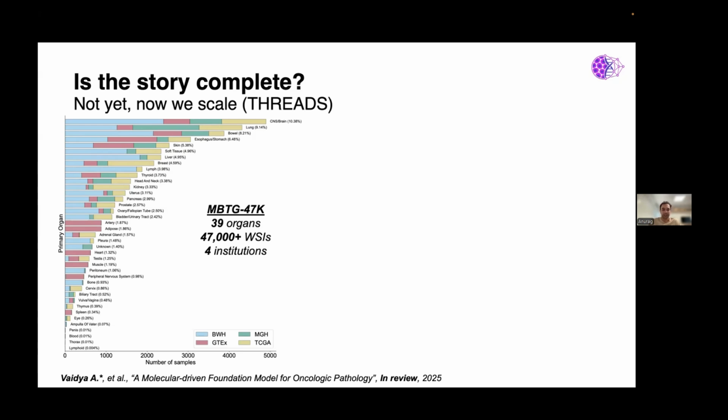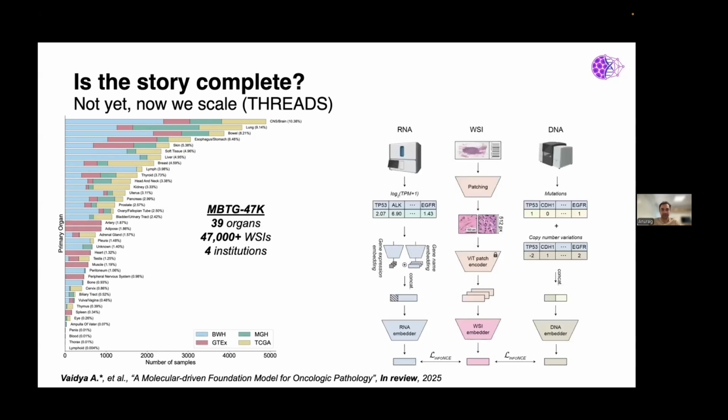And then we also collected a niche MGH dataset where we have, again, transcriptome as well as paired histology images. So when you put all of them together, we have about 39 different organs. We have 47,000 plus whole slide images with a paired transcriptome or a DNA mutation assay. And again, these were from four different institutions.